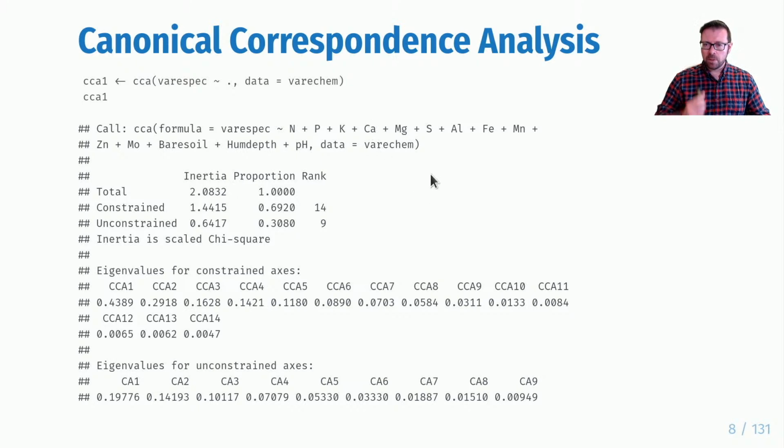Okay. So we get this summary. You can work out then what the proportions are. So with all 14 variables, we explain about 70% of the variation in this data set, with about 30% left over.